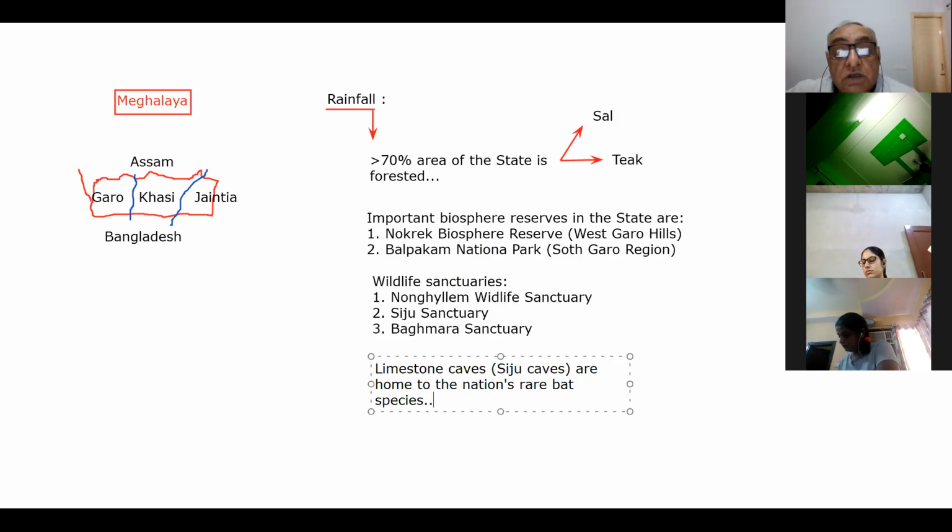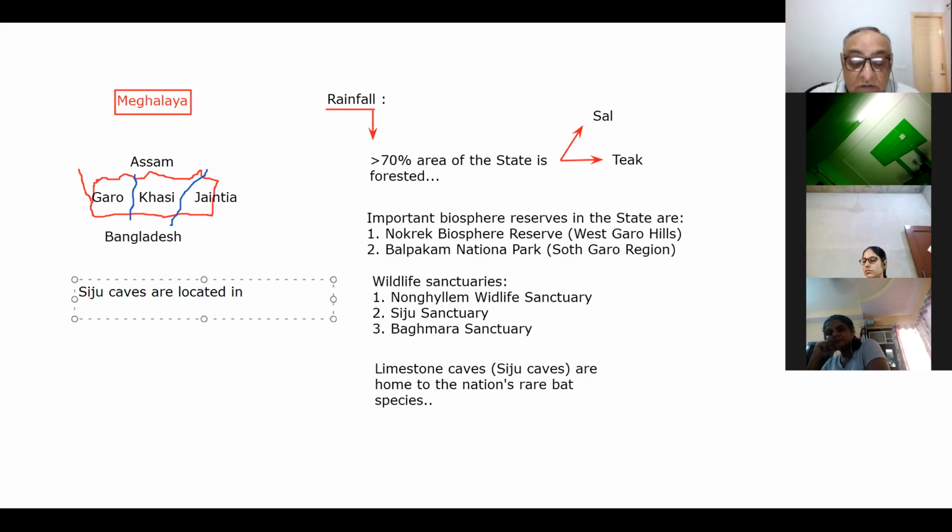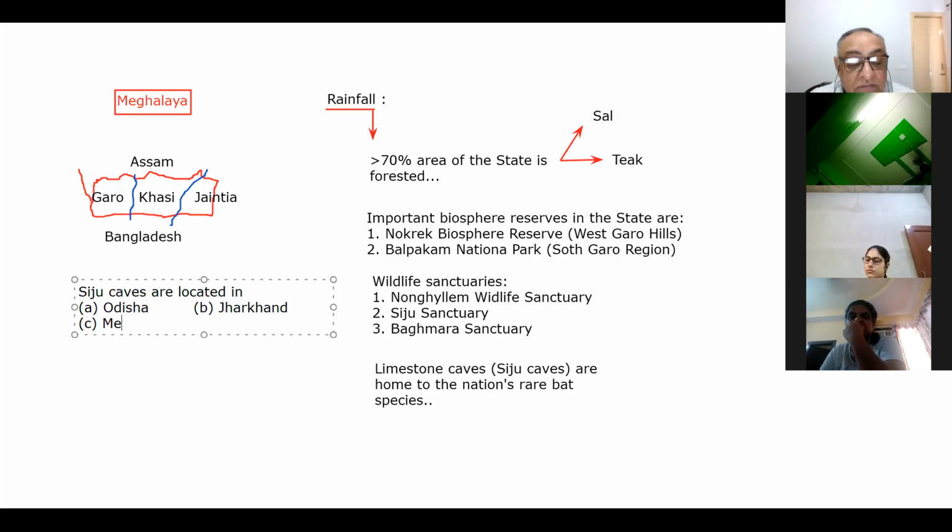See, a very simple question can be asked: Siju caves are located in, right? Here they gave us choices, right? One is Odisha, and second is Jharkhand. Suppose we have been given these choices, right? And third choice is Meghalaya. And fourth choice can be given, you can say, Mizoram, right? So they gave us these four choices.